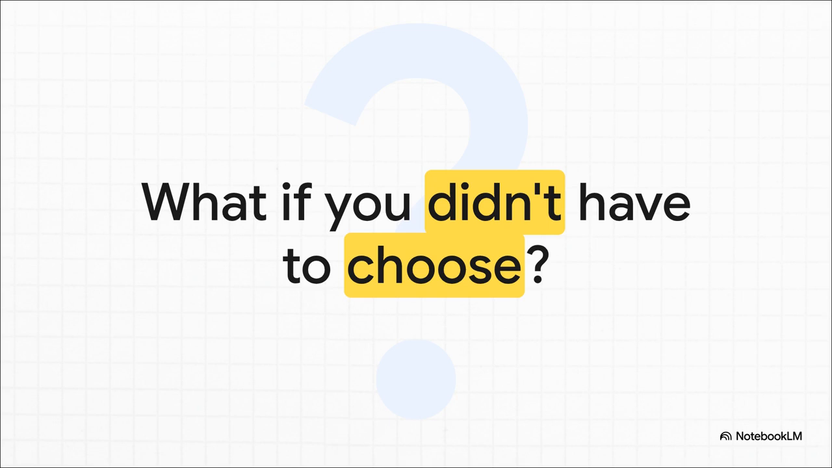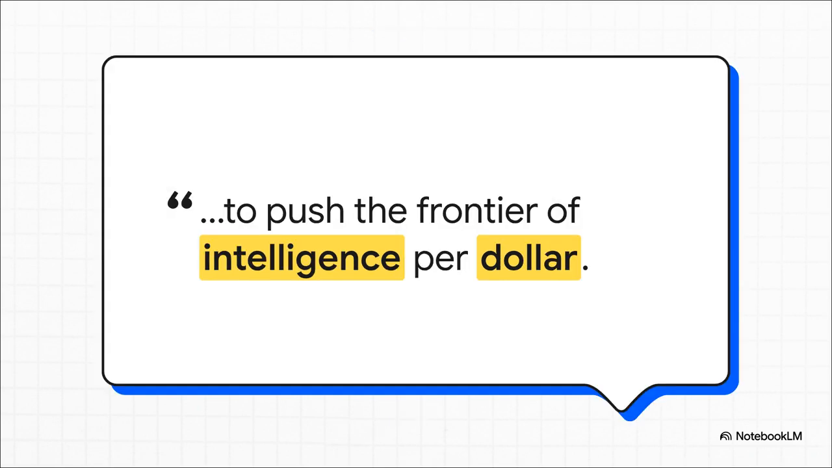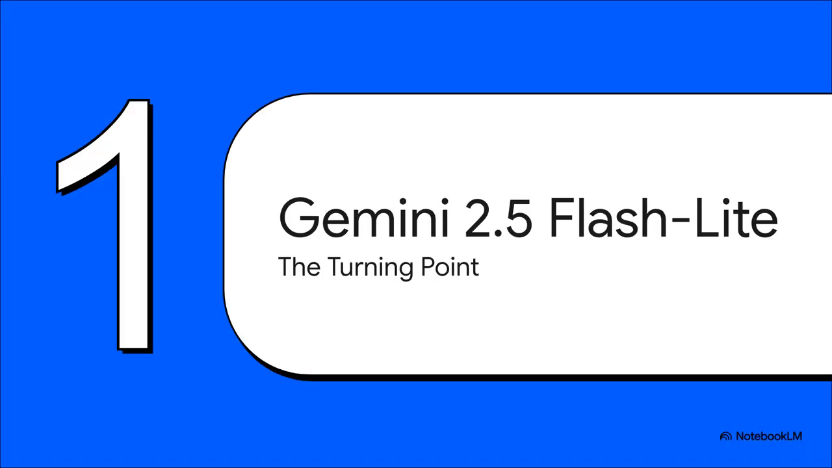But what if that's not the case anymore? What if you really didn't have to choose? Well, that's exactly what Google set out to do. They looked at this trade-off and said, nope, we can do better. Their whole goal here was to completely change the math, to push what's possible in terms of intelligence per dollar. So let's dive into the solution they've come up with: the stable release of Gemini 2.5 Flash-Lite.